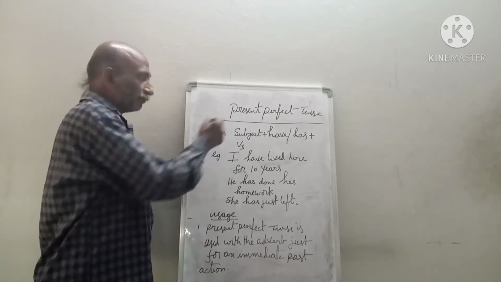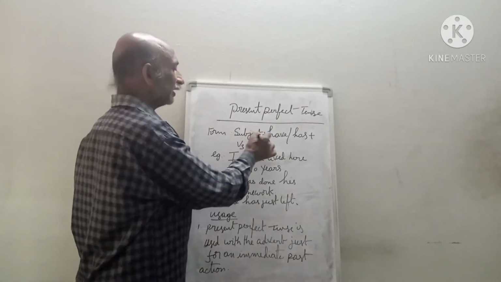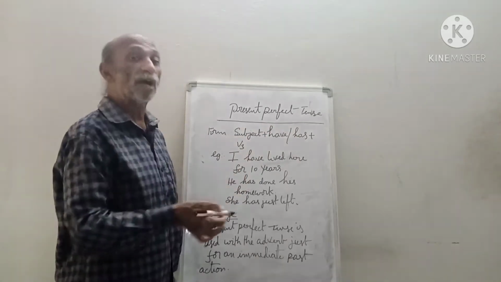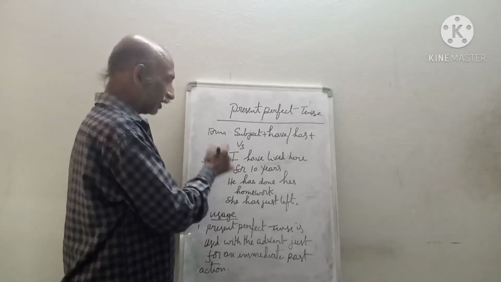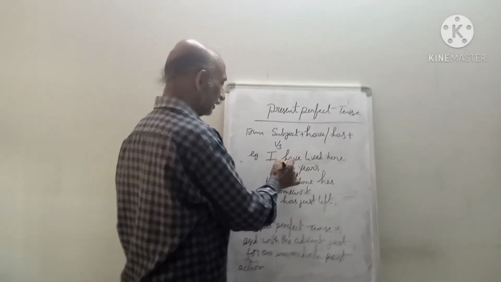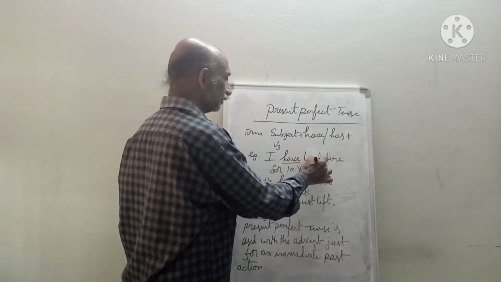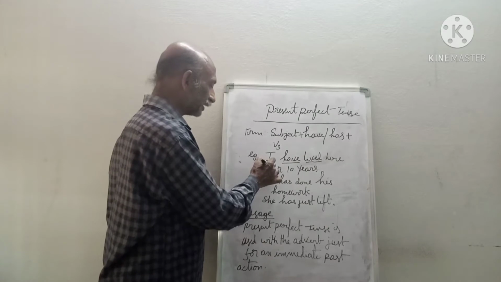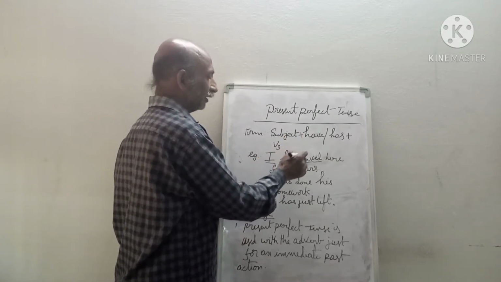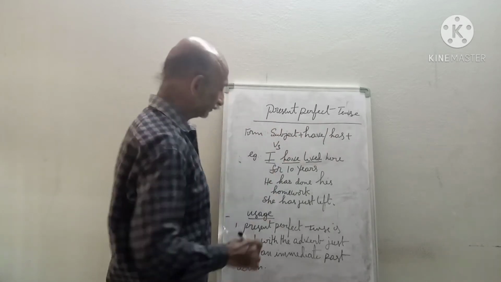Now take a look at the present perfect tense. How is it formed? Subject plus have or has plus V3. V3 means past participle. For example, I have lived here for 10 years. Here, have is the helping verb, lived is the main verb. So the subject is I, then the helping verb have, and then the main verb. The main verb is in V3 form.